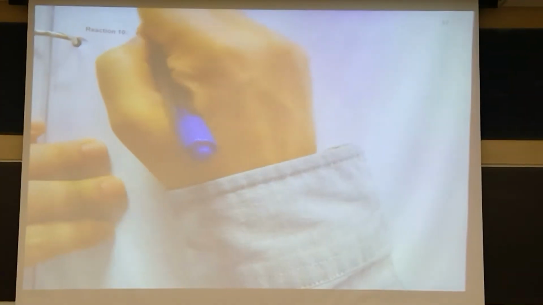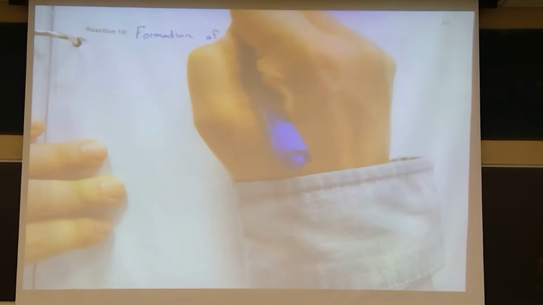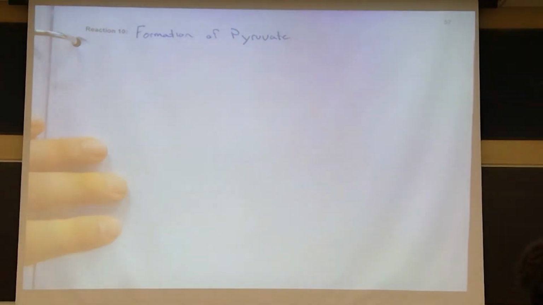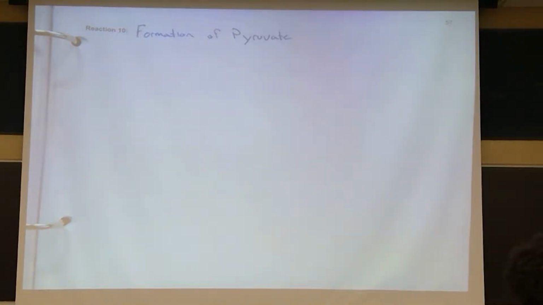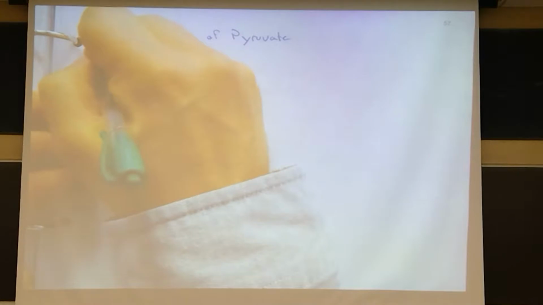So the formation of pyruvate. Formation of pyruvate, our last step, converting phosphoenolpyruvate to pyruvate. This is catalyzed by an enzyme called pyruvate kinase.